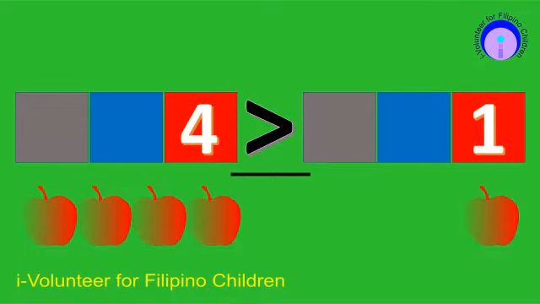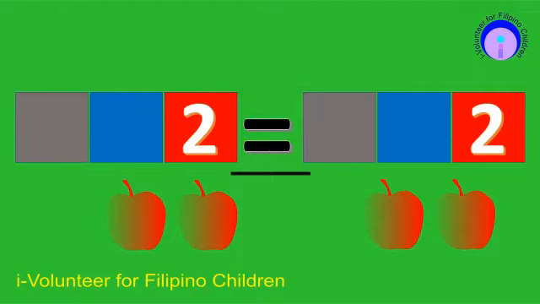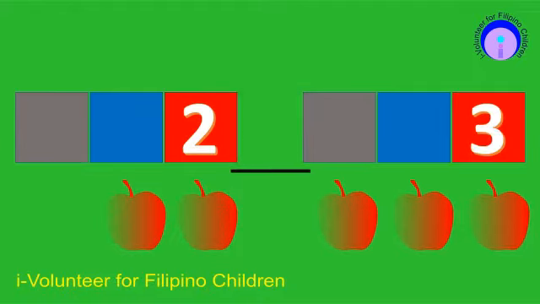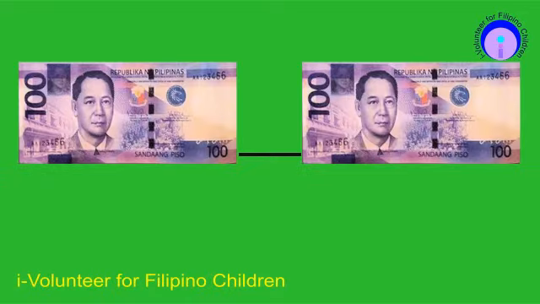4 is greater than 1. 2 is equal to 2. 2 is less than 3. Now, let us try to use these symbols with money. Can you try this one?